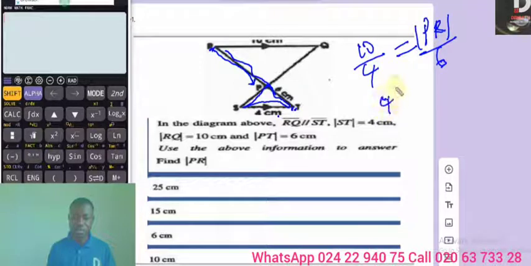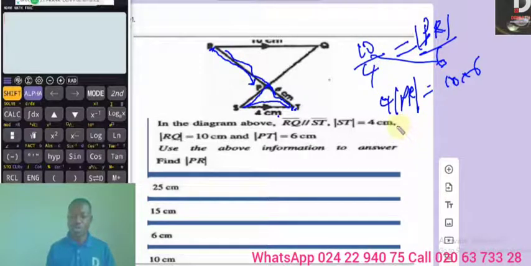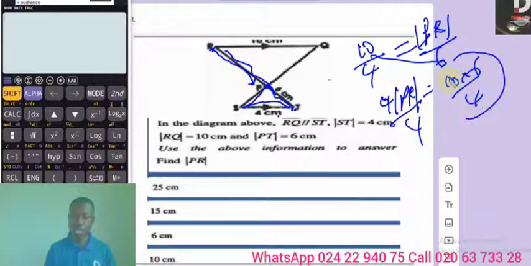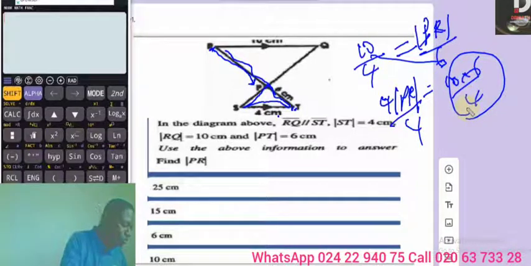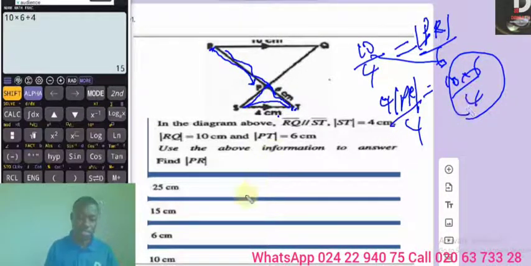So you get 4 times line PR equals 10 times 6. So 4 is multiplying that, so you divide here by 4, and here by 4. Okay, so we can calculate this. That becomes our line PR: 10 times 6 over 4. So 10 times 6 divided by 4. The answer is 15. So 15 centimeters is the answer.